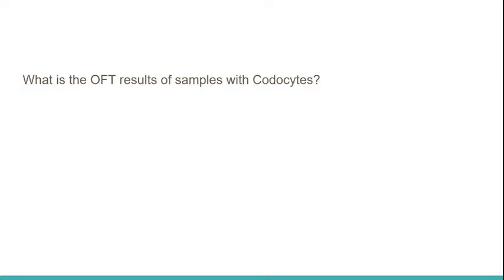Now, OFT results of codocytes are as follows. What's the OFT result of a codocyte then? Well, because of the increased lipid content, it would take them longer to explode. So therefore, it's going to be what? A decrease in OFT or an increase in OFT? I'll give you guys a minute. Think about it.